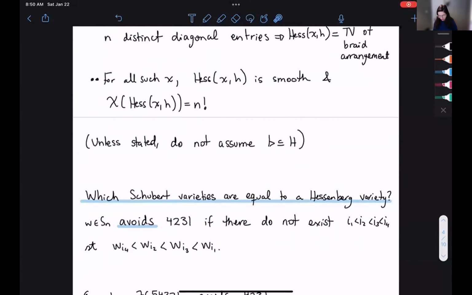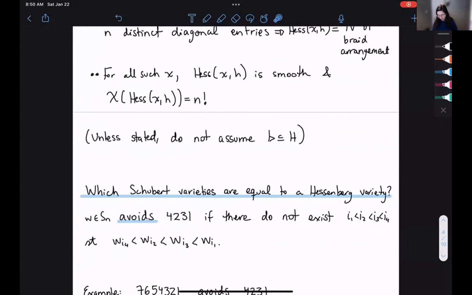We will say that a permutation avoids 4, 2, 3, 1 if there do not exist a sequence of 4 indices in ascending order, such that if you look at the permutation at those indices, they satisfy this relation. In other words, there does not exist a subsequence of your permutation that has the same relative order as 4, 2, 3, 1.